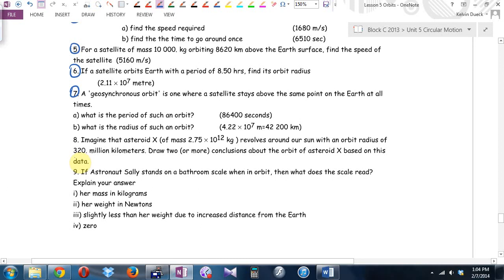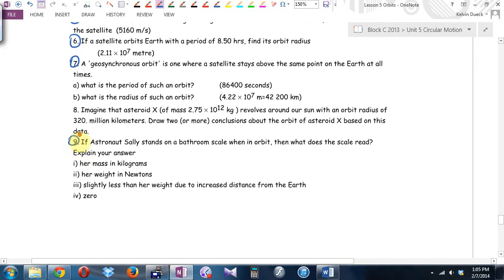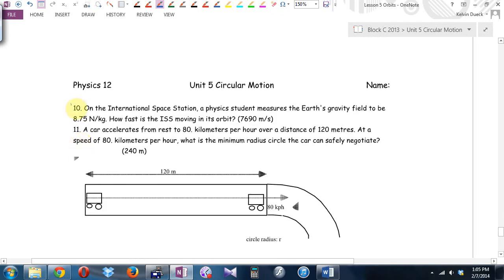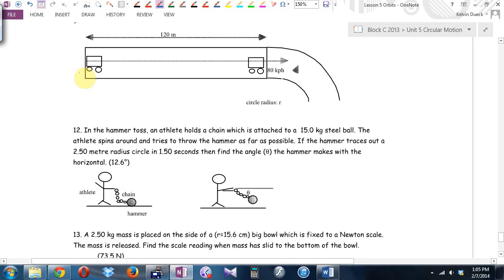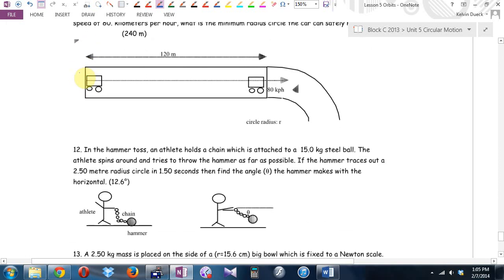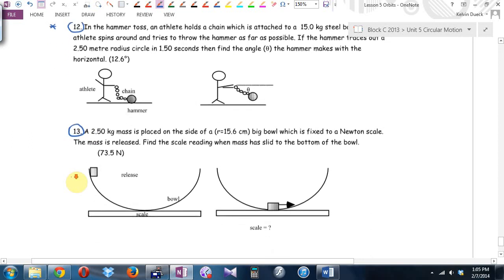Imagine that asteroid X of mass revolves around the sun with an orbit radius of 320 million kilometers. Draw 2 or more conclusions. 9 is good for astronaut Sally. 10 is good. 11 is just review. Now, I'm going to say, because we're getting into the meat and potatoes, 12 is nasty. I'll happily talk about it next class. 13 is nasty if you don't think about it the right way. I'll happily talk about it next class as well.